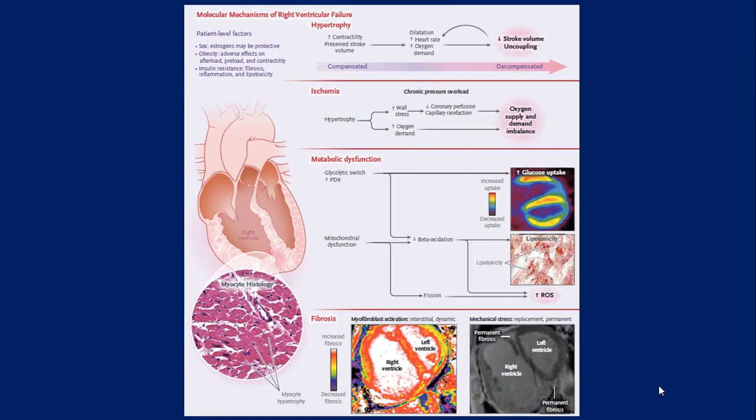This is the molecular mechanism of right ventricular failure. It could be because of hypertrophy, ischemia, metabolic dysfunction, and fibrosis.